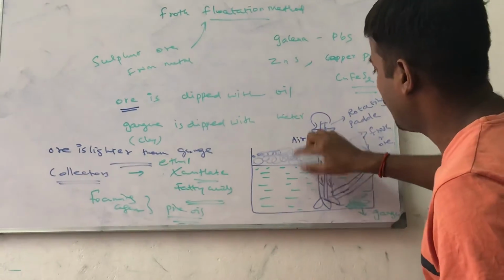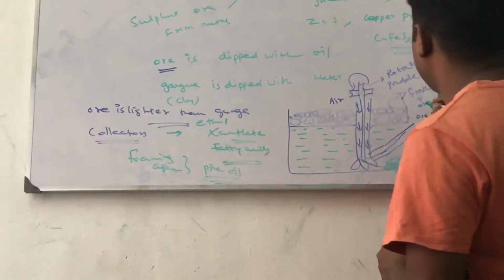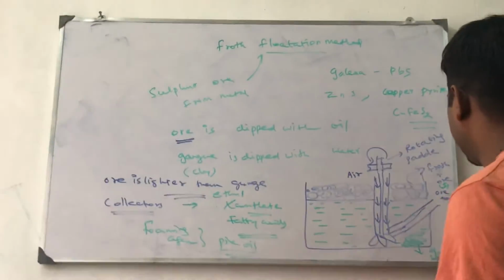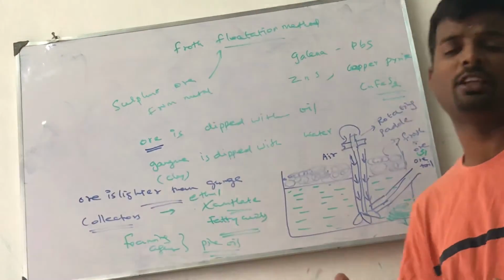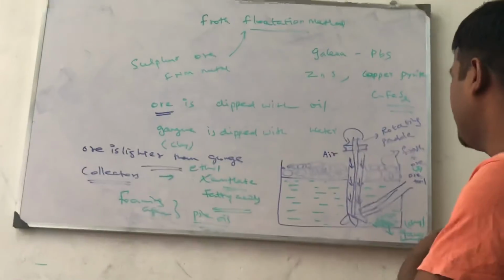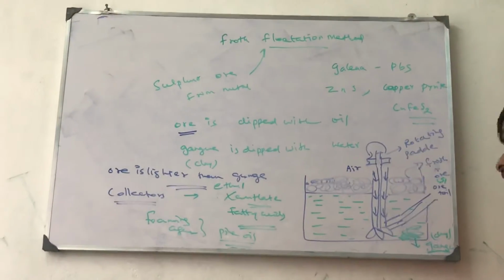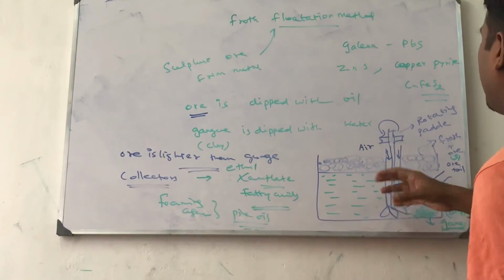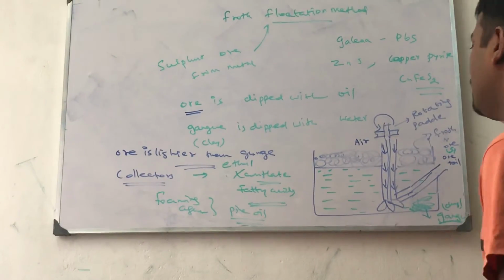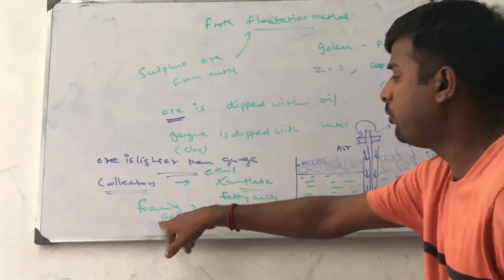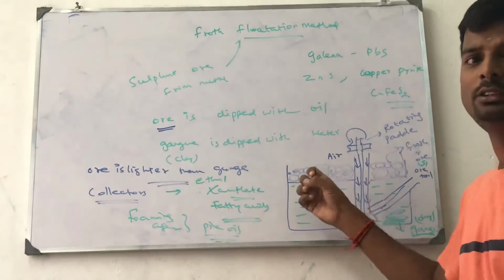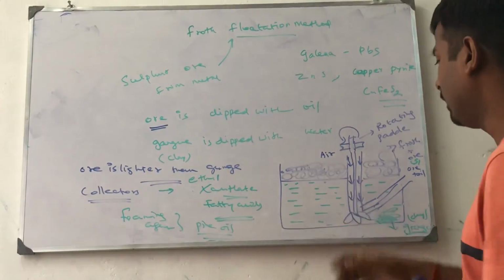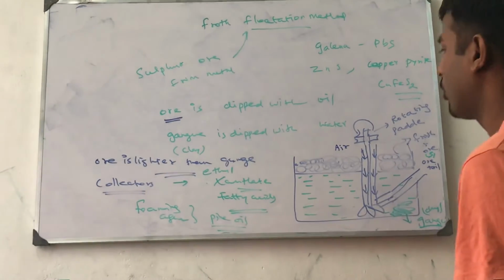So the ore comes upstairs, froth plus sulfide ore, and the gangue, clay and sand, settle down because clay and sand are heavier in nature. So when the rotating paddle rotates faster, what happened? The gangue particles settle down and the lighter particles come upstairs with the foam, with the help of a foaming agent like pine oil mixed with water.